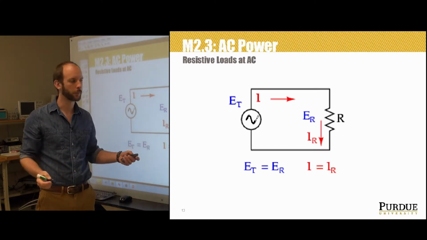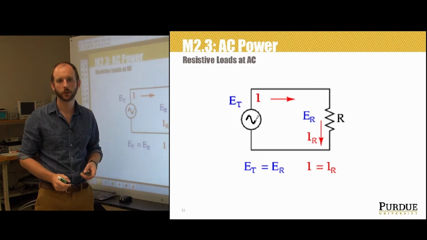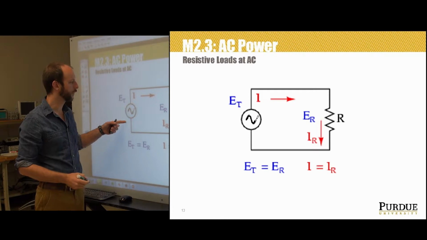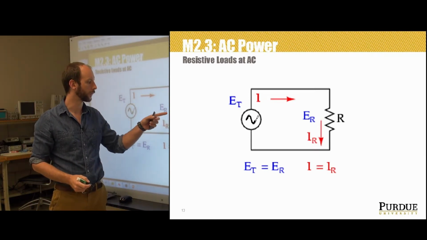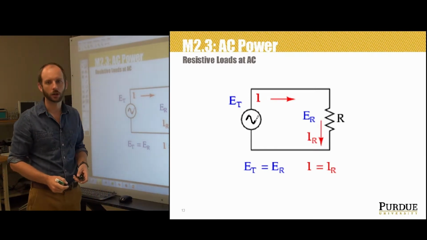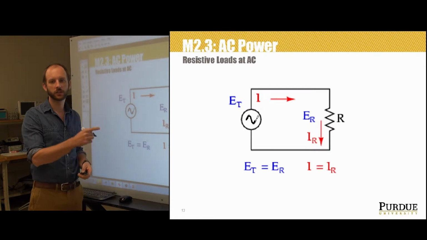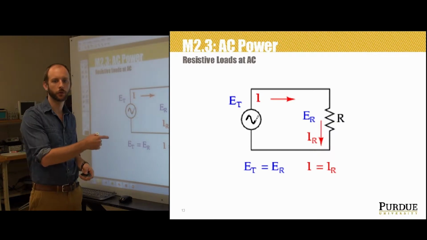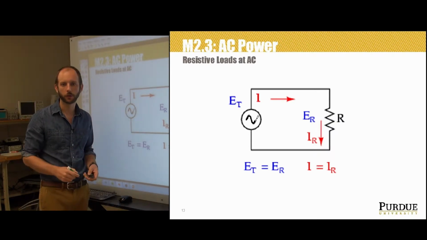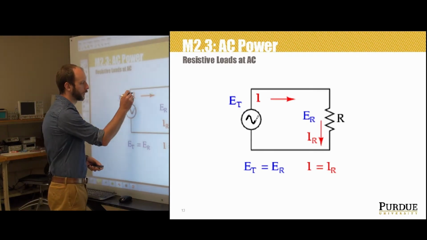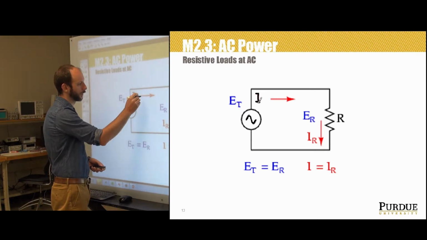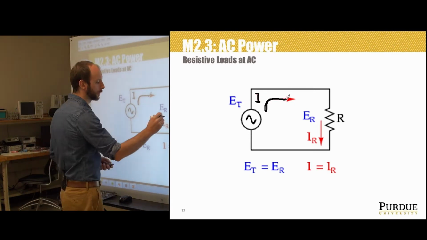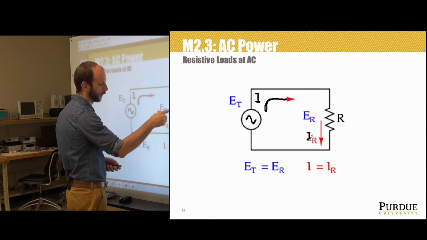There's only two elements that are in parallel. All the voltage produced by this voltage source is going to be dropped across this resistor. And therefore, E of t, the voltage source, is equal to the voltage drop across the resistor, in this case indicated by E sub R. Additionally, since there's only one loop, Kirchhoff's current law tells us the current being sourced from the voltage source must all flow through the resistor. So the current here, I, coming out of this voltage source has to be equal to the current flowing through the resistor.